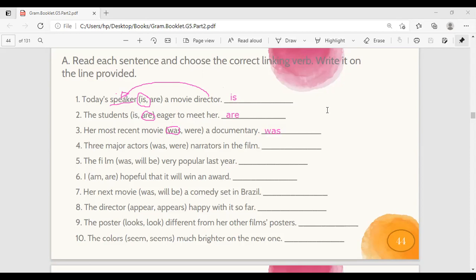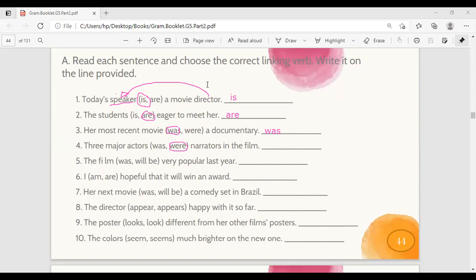You raised your hand. Can you unmute yourself, please? Continue, number 4. Three major actors were narrators in the film. Where? Thank you.